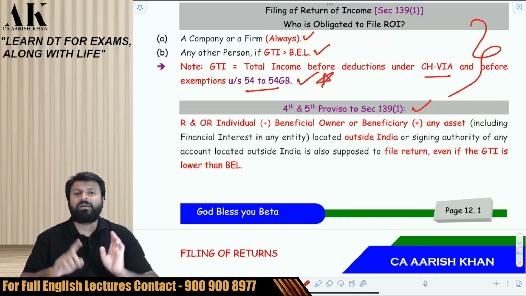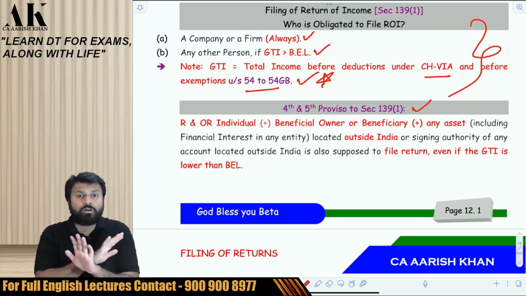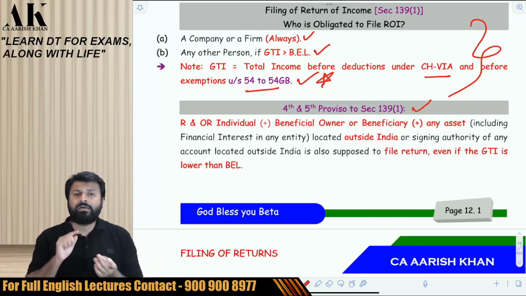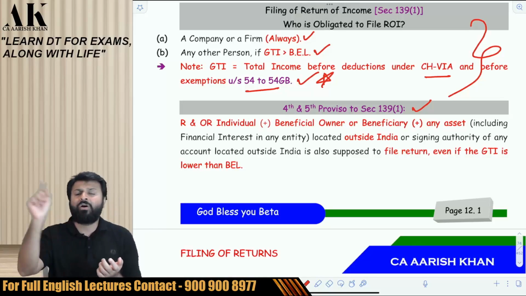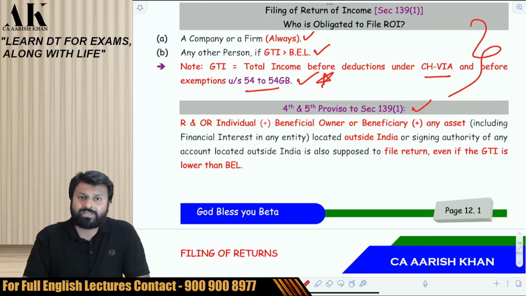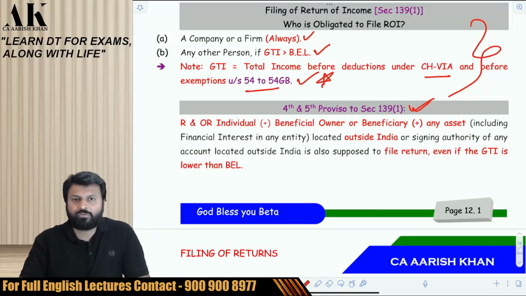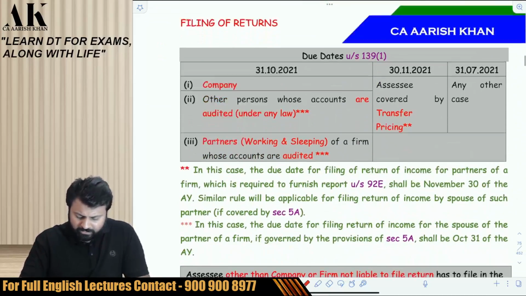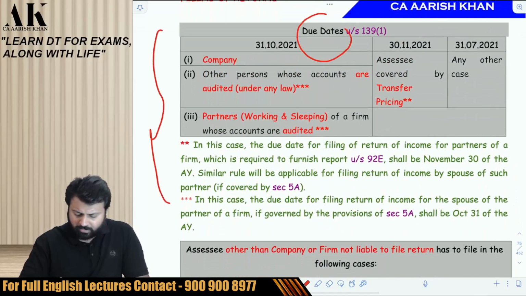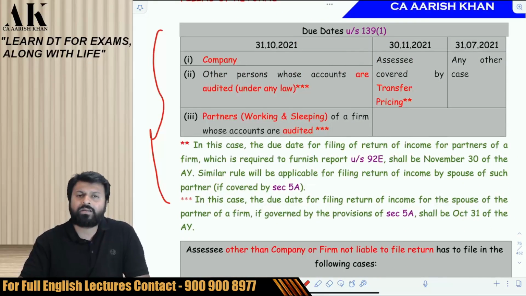So, if a person who is an RNOR, an individual, by default, he is not obligated to file the return. But if he has any asset located outside India, or if he is a signing authority in any account located outside India, then he has to file the return in India under the income tax law under section 139(1) as per the fourth and the fifth proviso to section 139(1). Okay. Now coming to the next one, I'll just come to this particular point after some time, because this talks about due dates, and once we complete the obligation, we'll come to due dates also.